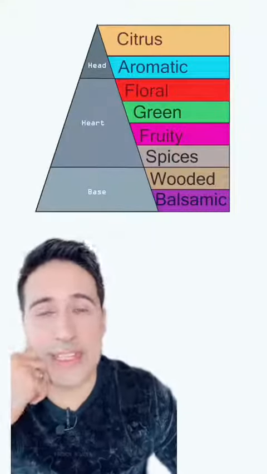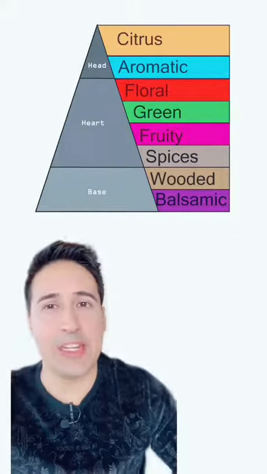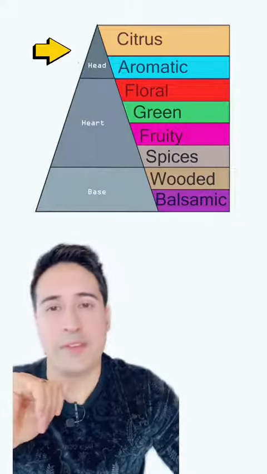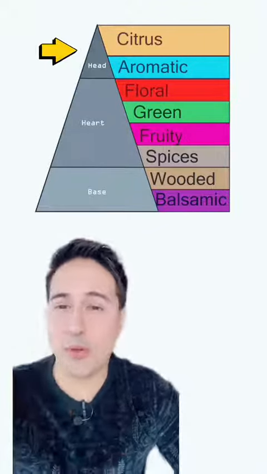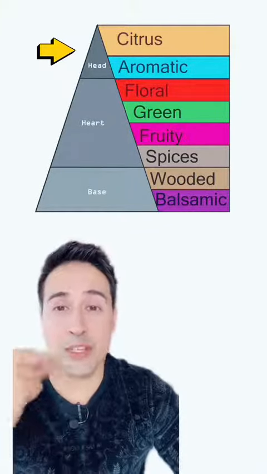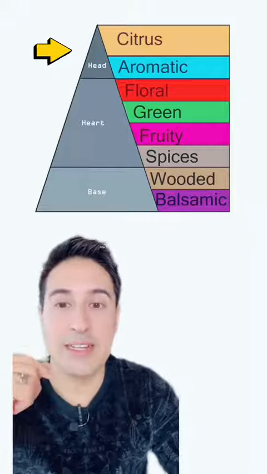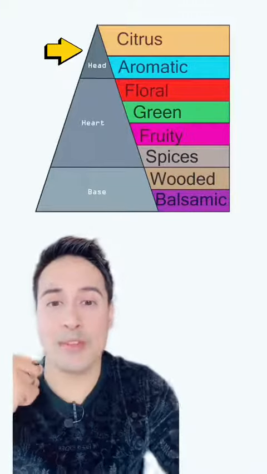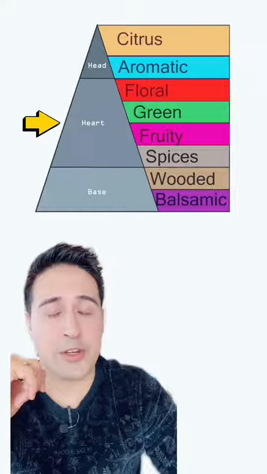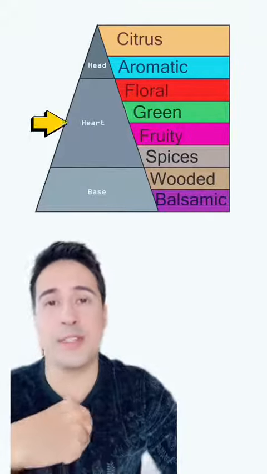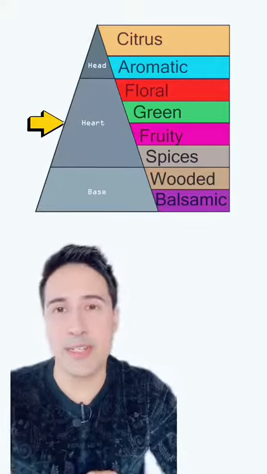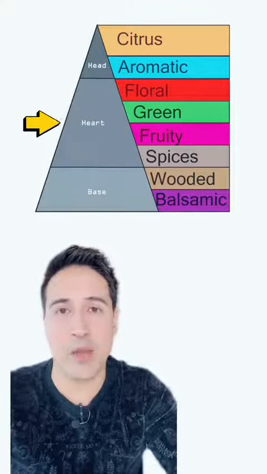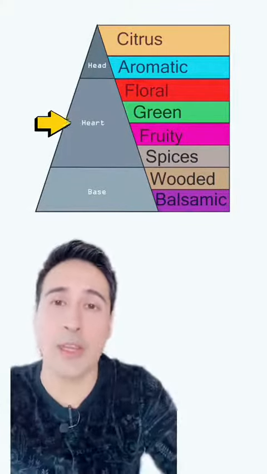And here's more or less how the materials are divided within each tier. At the top, you'll find the family of citrus and aromatic, so these are the very light notes that you smell right away, the ones that create that first impression with sharpness and vividness. Enjoy them because they evaporate quite fast. In the next tier for the heart notes, you'll find the family of florals, leafy greens, fruits, and spices. These are the notes that you'll start noticing a little bit more after 15 minutes when the top notes have evaporated a little bit more.